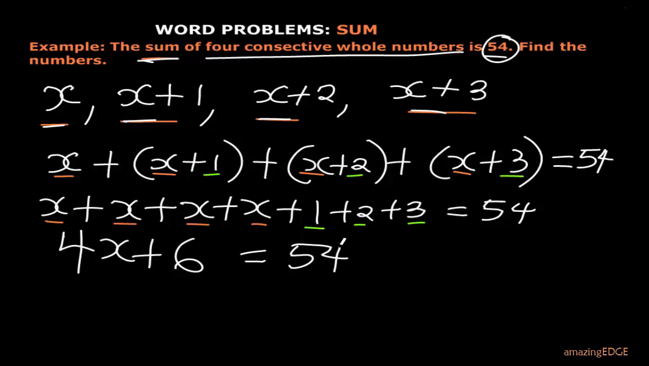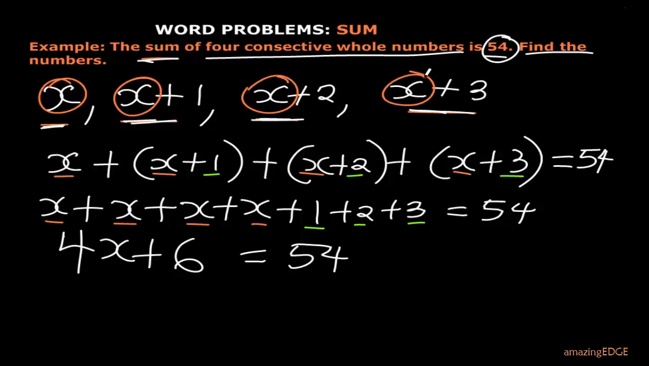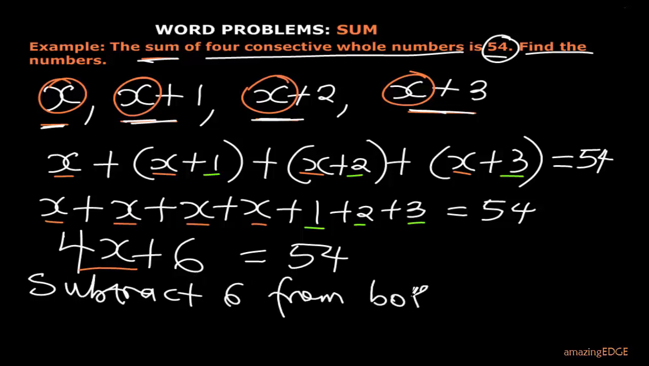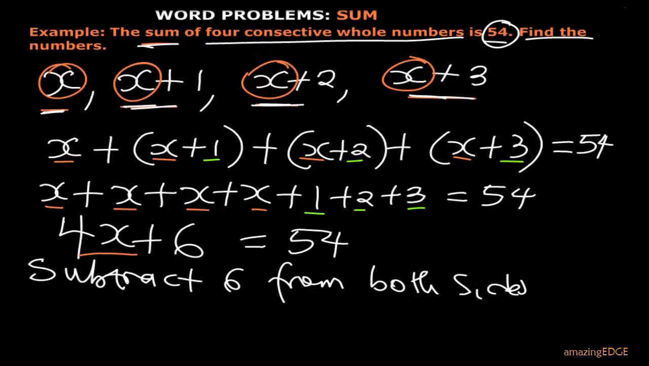So now, we can still go further. What are we looking for? The question said, find the numbers. So we want to find each of these numbers. These are numbers, right? We want to find them. But you cannot find these numbers without, first of all, getting the value of x. So you need the value of x. To do that, you have to allow the term that has x to stand alone on the left-hand side. So we have to remove 6. To do that, we say subtract 6 from both sides. Subtracting from both sides is to maintain the equality of the equation.